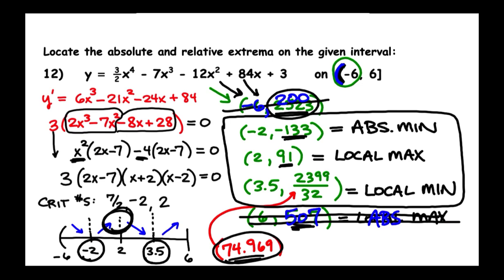All right, hopefully that made sense. So those three: absolute min, local max, local min.